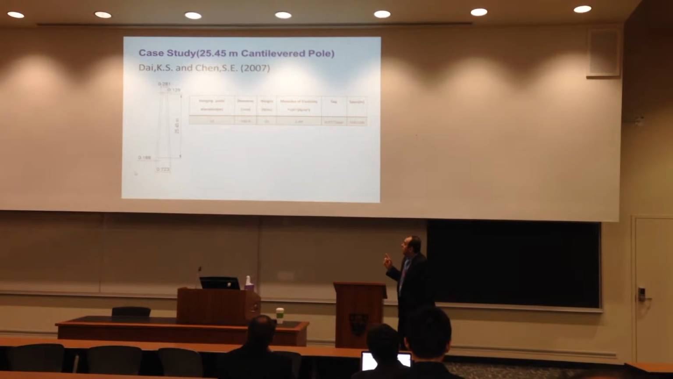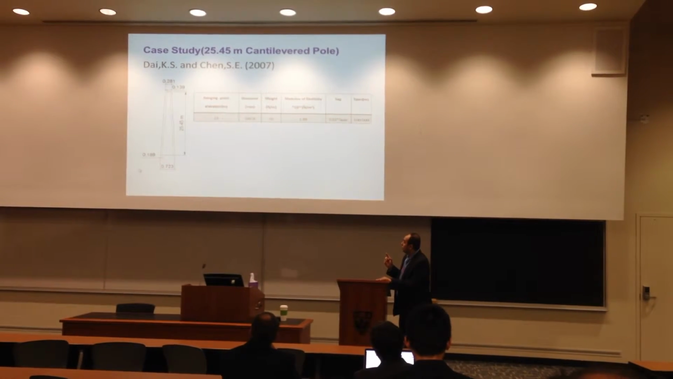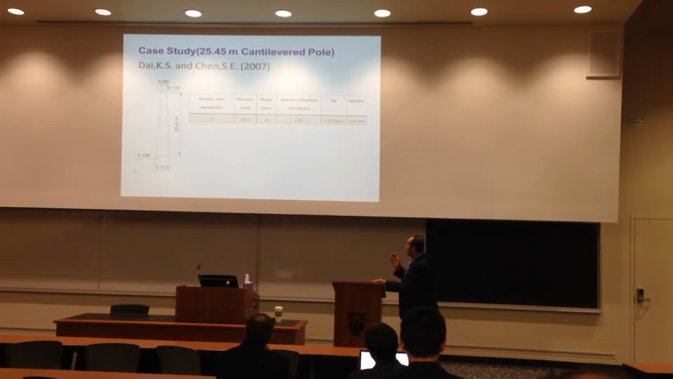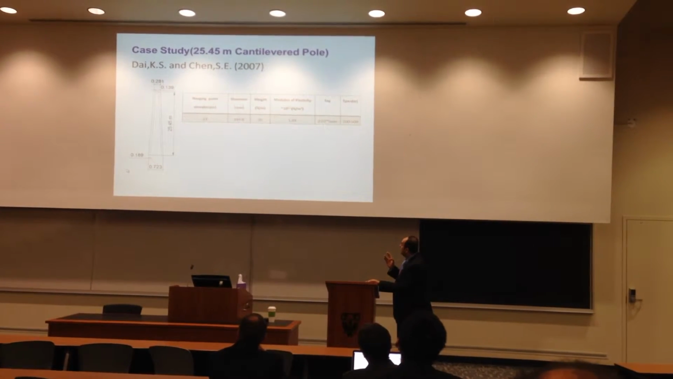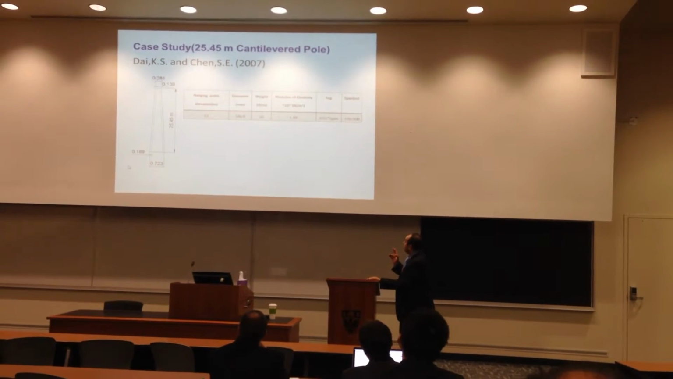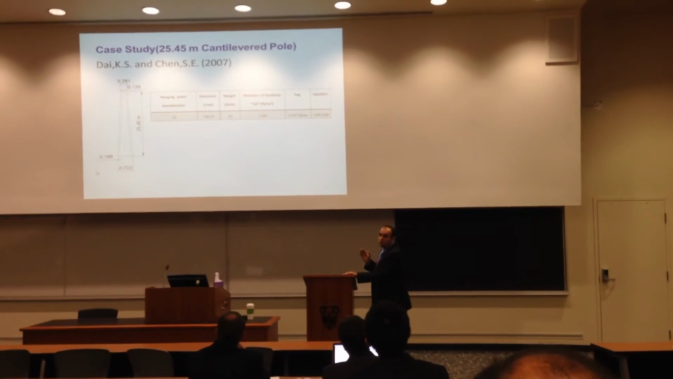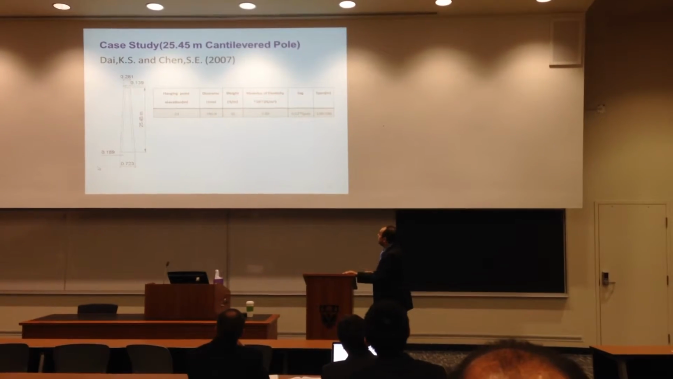And here are the conductor properties. The attachment point elevation was 23 meters. The diameter and the weight of the conductor are shown, as well as the modulus used. The sag of the conductor is 2% of the span, and the spans were ranging between 100 meters and 500 meters.